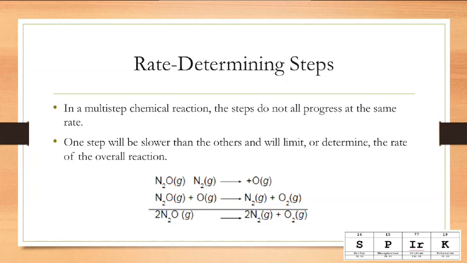So when we look at this equation, we see that nitrous oxide is decomposing into N2 and O gas. The O is the intermediate. For the decomposition of nitrous oxide, the first step is the rate determining step. To increase the rate of the overall reaction, you would need to increase the rate of the first step. So you can see that O gas is formed here, and then it is consumed here. So this is our intermediate. It does not appear in our final reaction.